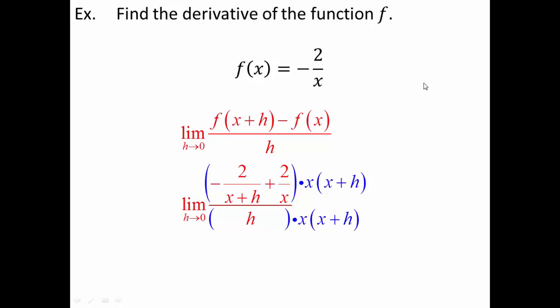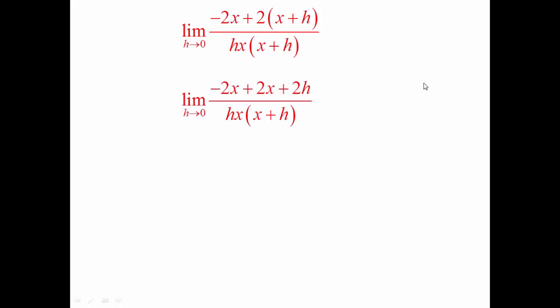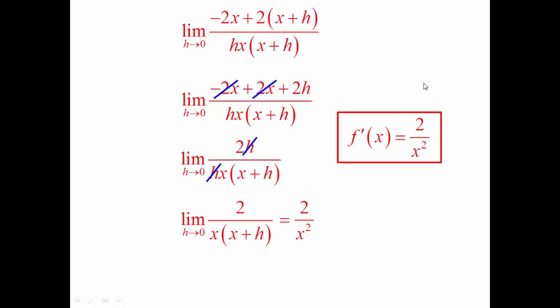When I multiply across, the x plus h will cancel, leaving behind an x. When I multiply onto this guy, the x will cancel, leaving behind an x plus h. Distributing the 2 allows me to cancel out the 2 x's, which then allows me to cancel out the h. Apply your limit, we have our final answer, 2 over x squared. Hopefully you're agreeing with me at this point that, oh my gosh, this is easy. Takes a while to get through all the steps, but overall, pretty straightforward.